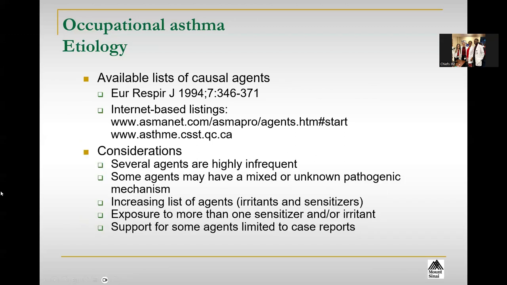In practice, we keep lists of these agents or use internet-based listings to keep track of them, particularly when there is an agent that is less frequent. But I would caution that in general, the controversy about occupational asthma relates to the fact that many of these 300 or so agents are highly infrequent or cluster in certain areas of the world. Some agents may have a mix, or the pathogenic mechanism is completely unknown. The list keeps getting bigger as more irritants and sensitizers are introduced in industry. Exposure to more than one sensitizer or irritant can happen in a particular workplace, so sometimes there's no one-to-one relation.